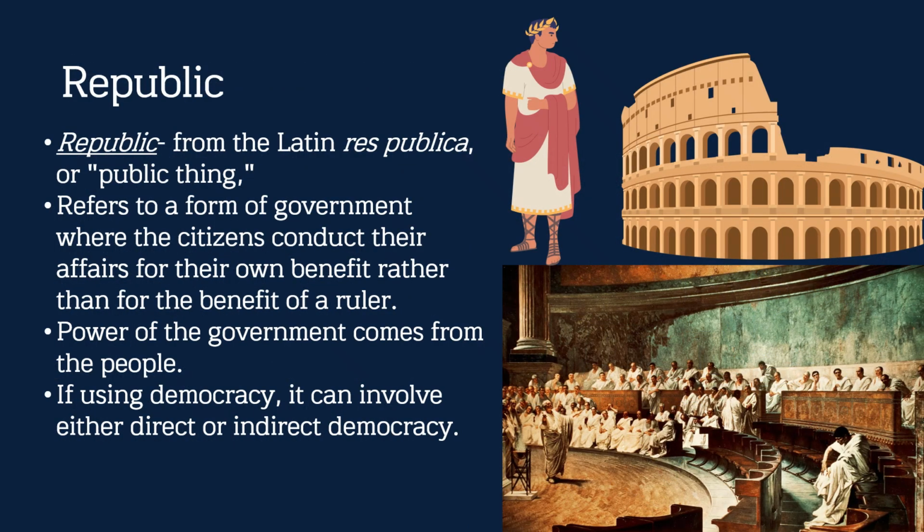The term republic comes from the Latin res publica, or public thing, and refers to that form of government where citizens conduct their affairs for their own benefit rather than the benefit of a ruler. Now, the power of the government comes from the people, and if using a democracy, it can be either a direct or an indirect democracy.